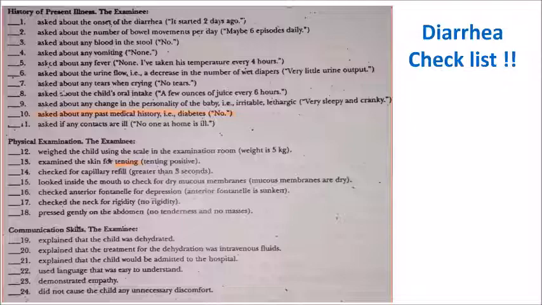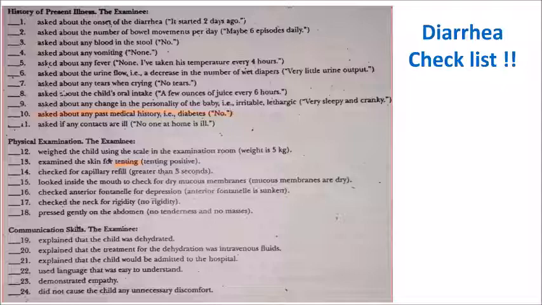And then, ask about any tears when crying. No tears. Okay. Ask about the child's oral intake. A few ounces of juice every 6 hours. Yes. Ask about any change in personality of the baby. Irritable, lethargic. That means sleepy. General appearance. Okay.